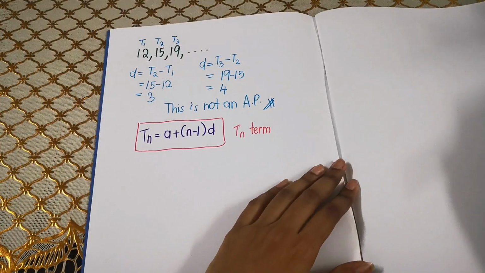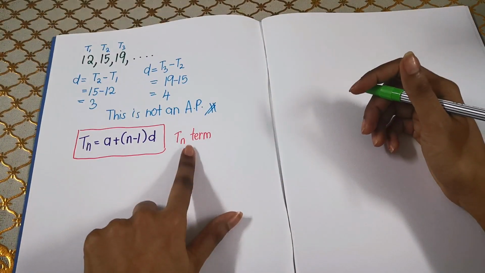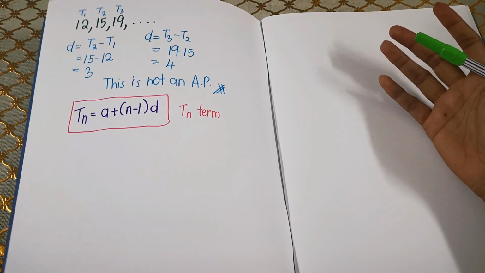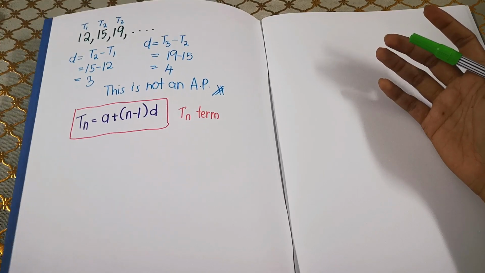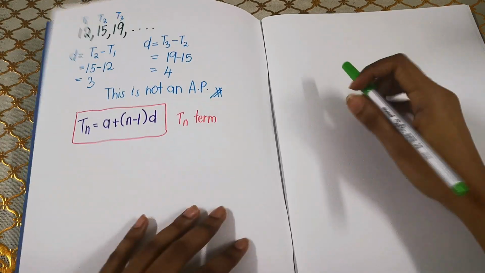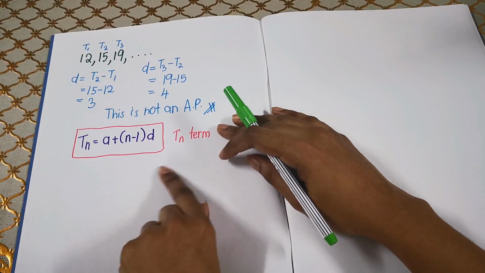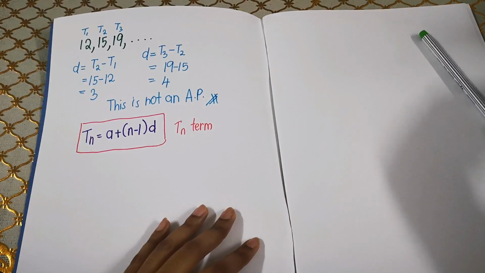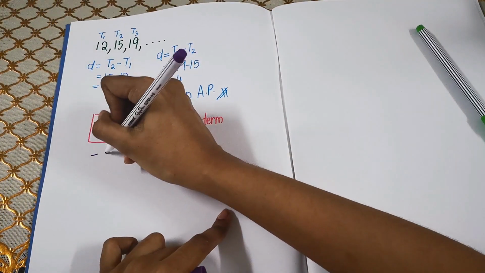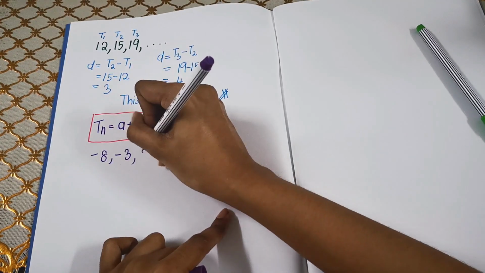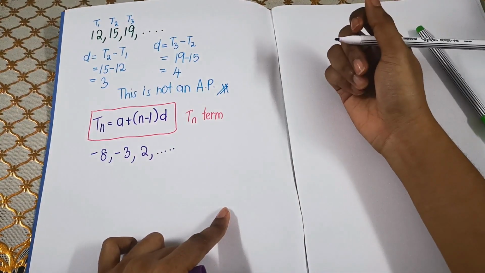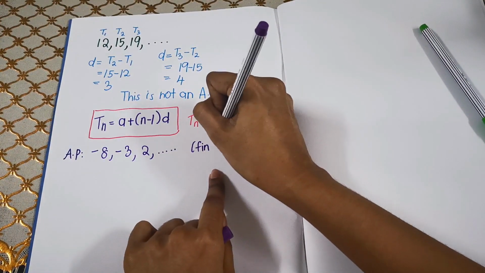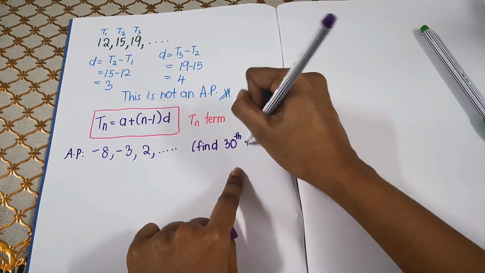Now let's look at another one. This formula is for you to find the term. Usually in a progression you have maybe 100 terms or 250 terms. You can't list the whole thing on your paper, it would take a lot of space and a long time. So let's say you're given -8, -3, 2, and this is an arithmetic progression, and they ask you to find the 30th term.